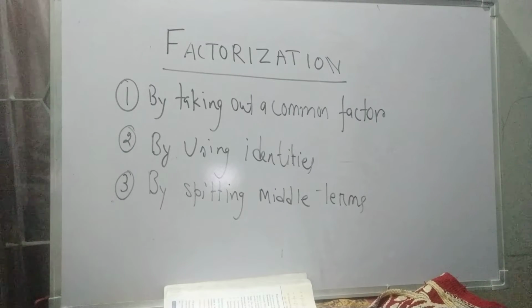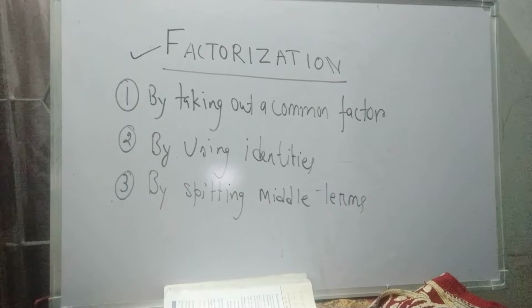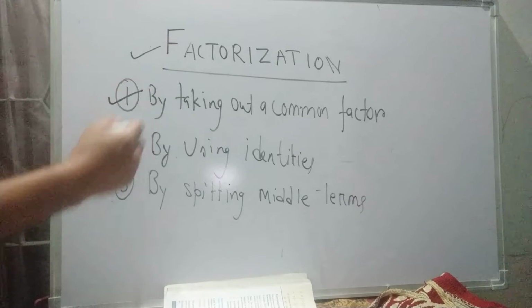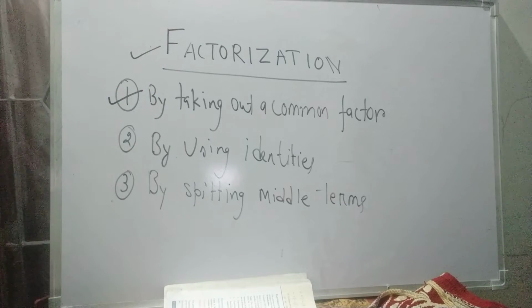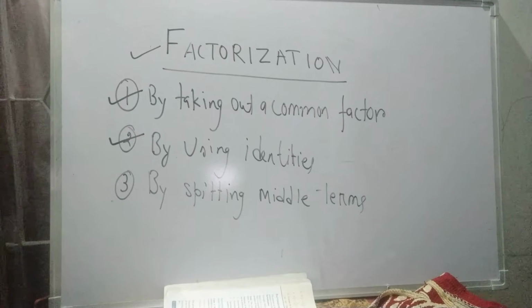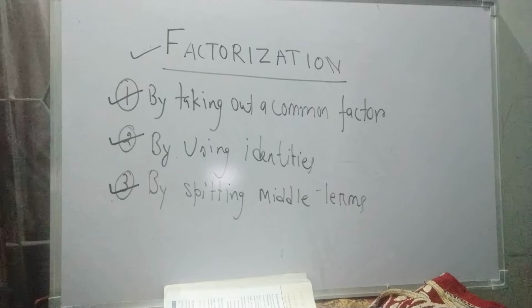So students, in this topic we are going to discuss factorization. Factorization can be done by three methods. The first method is by taking out a common factor. The second one is by using the identities, since we have already learned about the identities. And the third method is by splitting the middle term.